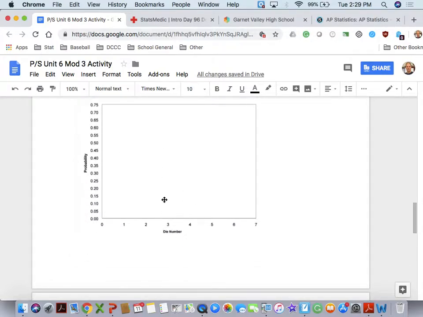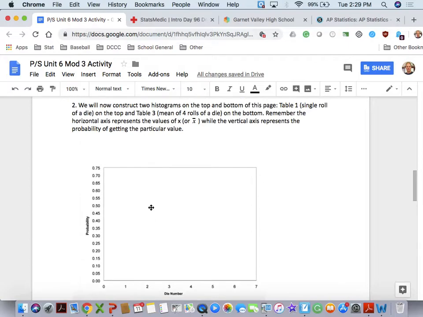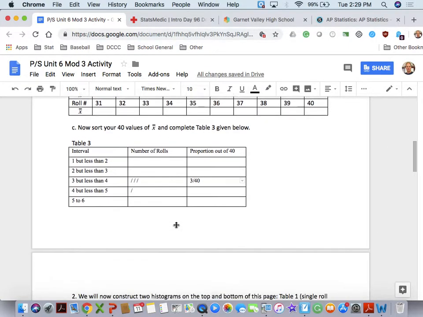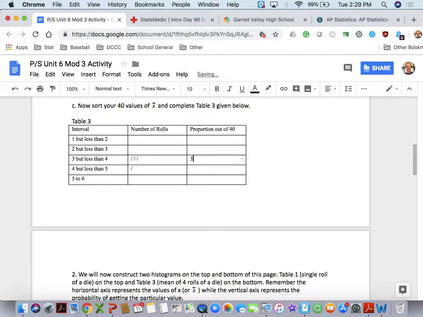This is the one I need you to look at. So when you look at this, when you graph this histogram, you're going to use this part here. All right, and we're going to see what that thing looks like when we're done. After that, try to answer the questions on the last page.